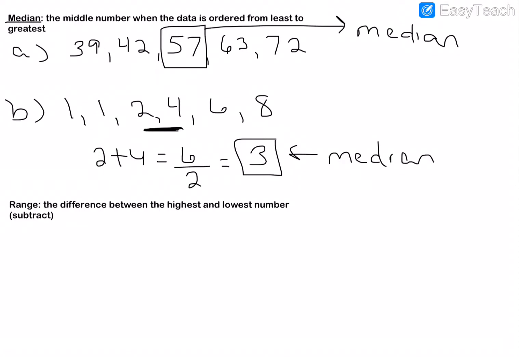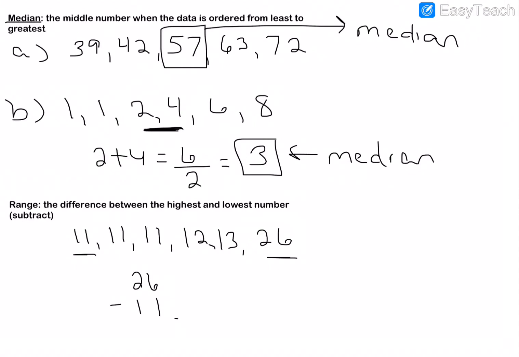The range is the difference between the highest and the lowest number. So all you're doing is subtracting here. Okay, so if I have 11, 11, 11, 12, 13, and 26. If you see my numbers are in order from least to greatest, and all you do is you take your highest number and subtract your lowest number from it. So 26 minus 11, my range is 15.